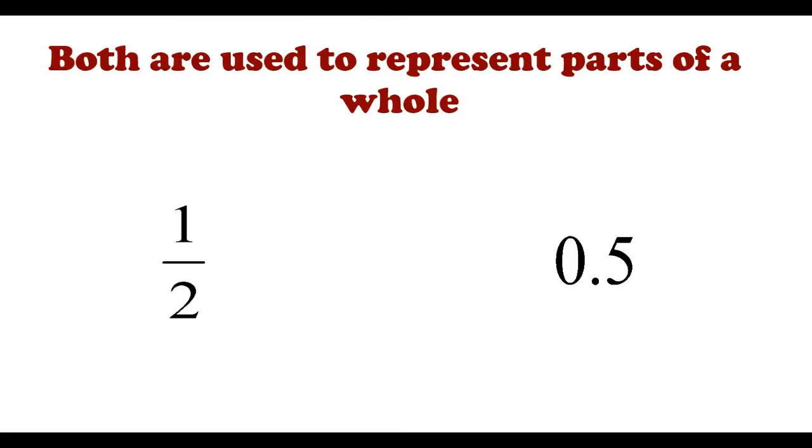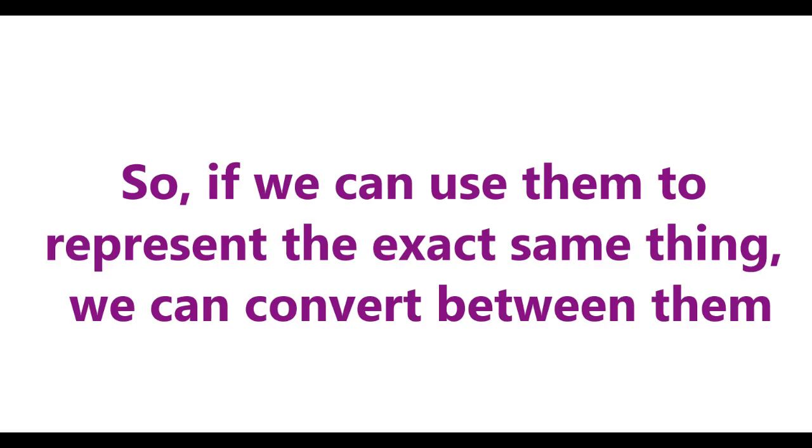For example, like 1/2 and 0.5, then we can convert between them. So if they can be used to represent the exact same thing, this is one of the fundamental ideas in math. It's one of the things that we rely on when we talk about equations. It's one of the things we rely on when we talk about equal signs, is that if two values, if two expressions, if two forms can be used to represent the exact same thing, then we can convert between them.